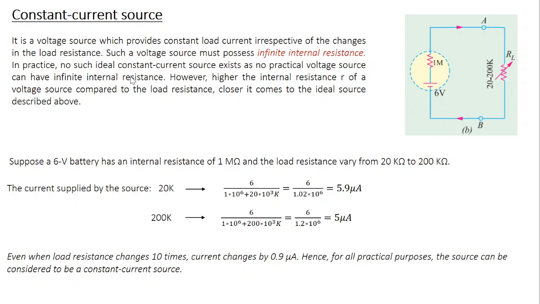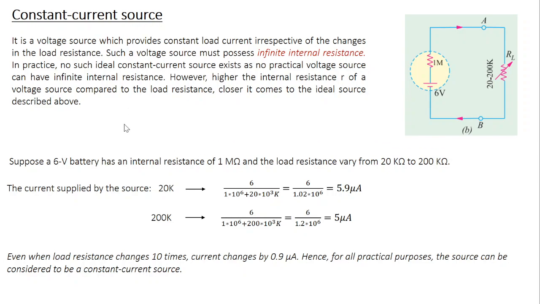But as I said in the previous case, there is nothing called an ideal constant current source, because for no practical source can you have infinite internal resistance. So the only thing you can do is keep the internal resistance much higher compared to the load resistance, so that you can approximate your current source as a constant current source.